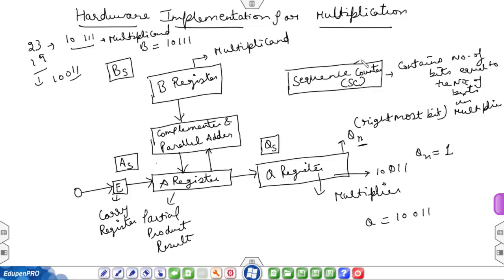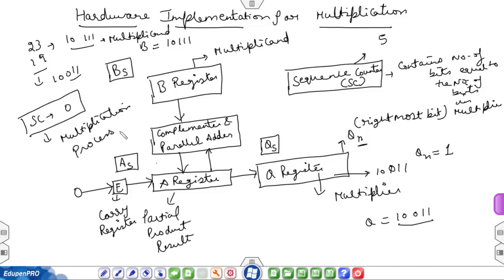Here the sequence counter will hold the value 5 because there are 5 bits in the multiplier. As each bit of the multiplier is processed, it goes on decrementing. At the final stage, the sequence counter will become 0. When the sequence counter becomes 0, that means the multiplication process is completed. So the multiplication process will take place until SC is equal to 0. This is all about the hardware implementation of multiplication. In the next lecture, we will discuss the flowchart for multiplication.